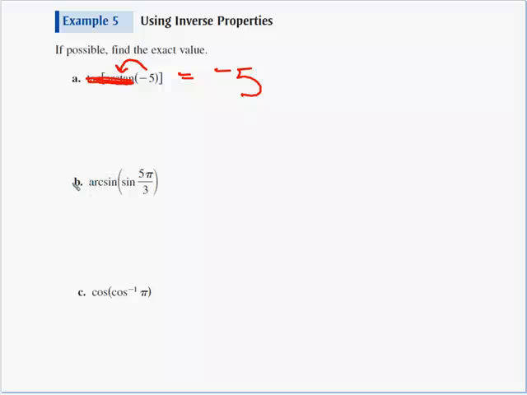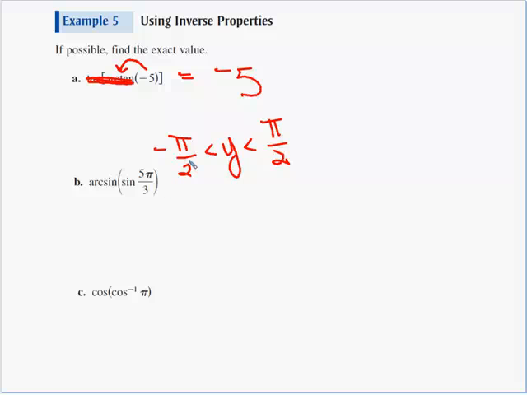All right, letter B. The arc sine of the sine of 5 pi over 3. Now remember, with arc sine, we can only plug in numbers between positive and negative pi over 2. So does this angle, 5 pi over 3, fit in there? No, not at all. 5 pi over 3 is 1 2/3 pi. That's definitely outside of this range.